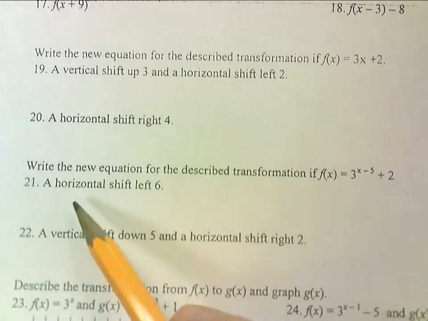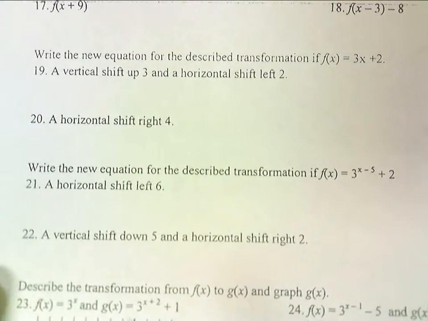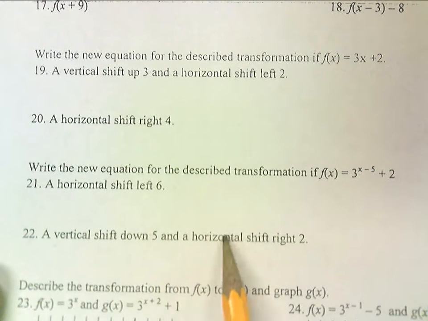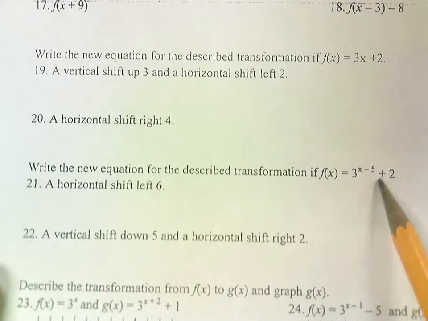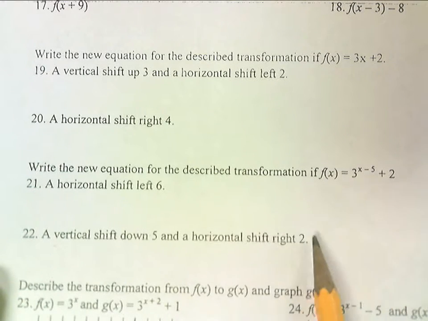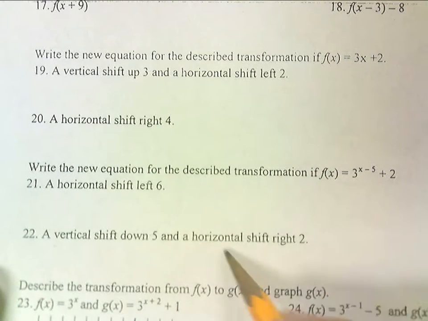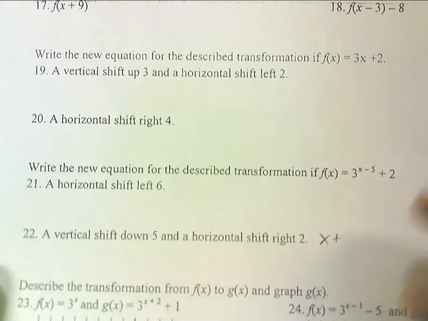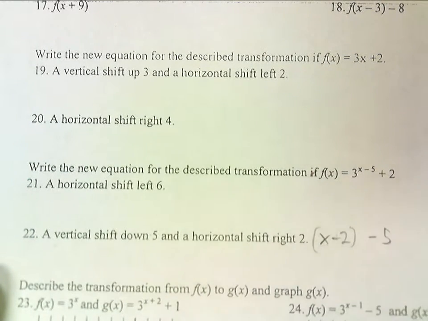So for example, let's do 22. 22 wants me to do a vertical shift down 5 and a horizontal shift to the right 2 to my equation 3 to the x minus 5 plus 2. So let's do the horizontal shift to the right 2 first. So remember, I'm going to the right 2. That's like saying x plus 2, or not plus, minus 2. Okay, that's going to go directly into my x. And a vertical shift down 5 would be going to the end of my equation, a minus 5.